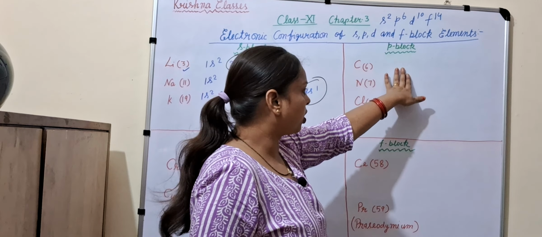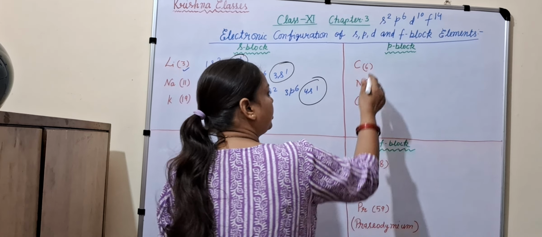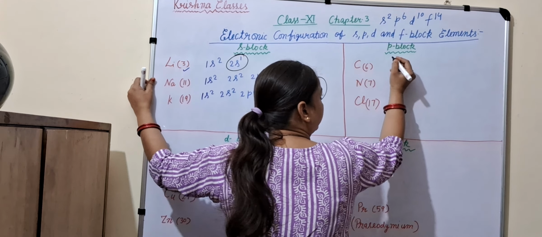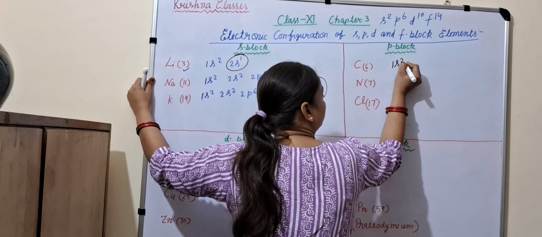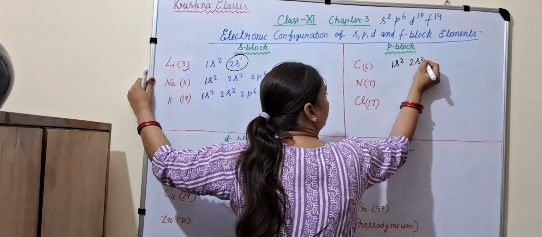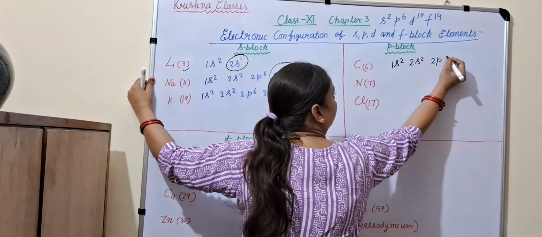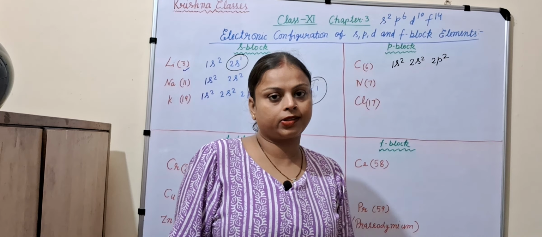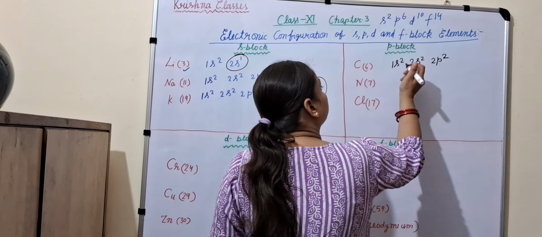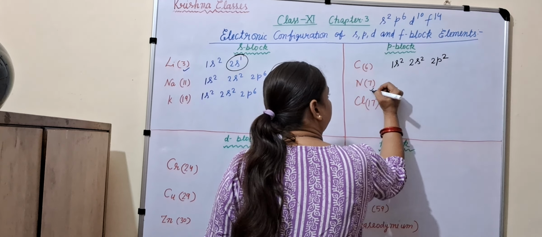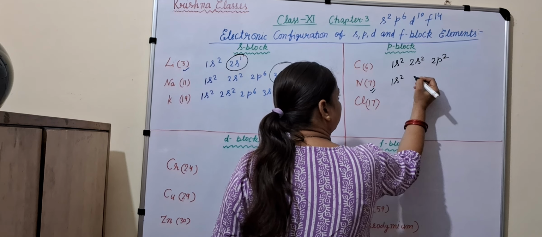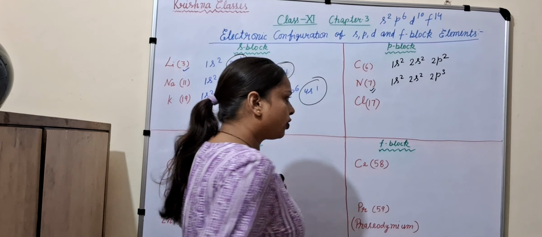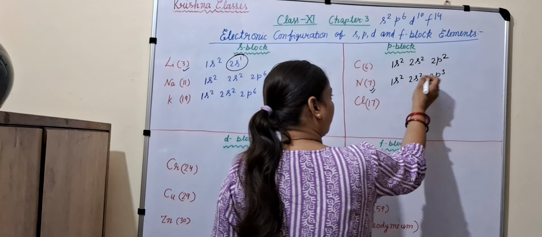Now come to P block elements. Here some elements have been given. Carbon, atomic number is 6. Now let's start the electronic configuration. 1s2, 2s2, 2p2. Let's check electrons: 2, 2, 4, 2, 6. Now nitrogen, atomic number is 7. 1s2, 2s2, 2p3. Check electrons of nitrogen: 2, 2, 4, 3, 7.